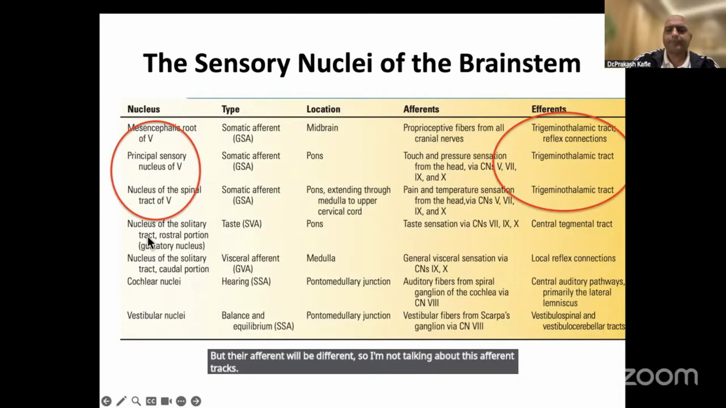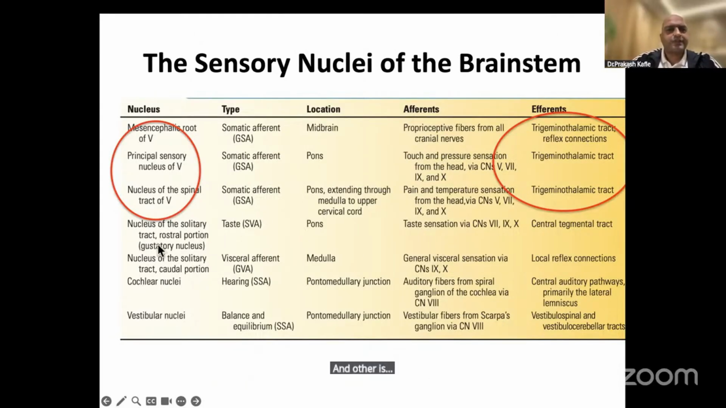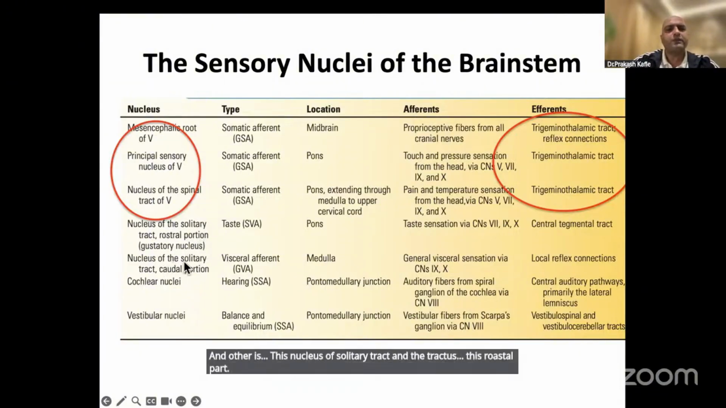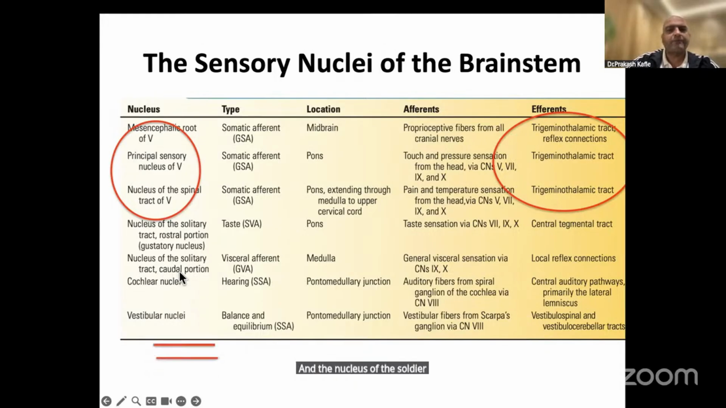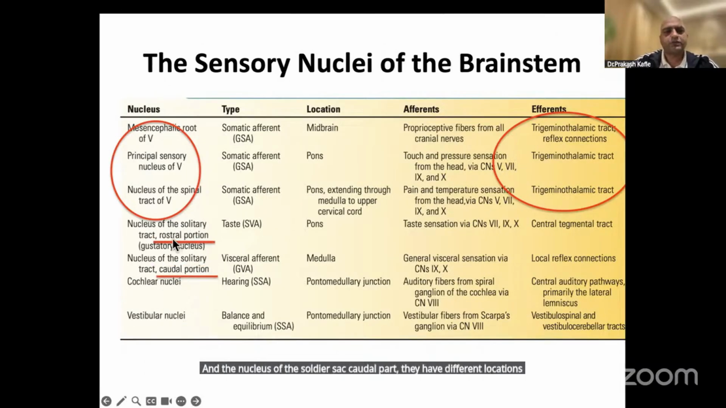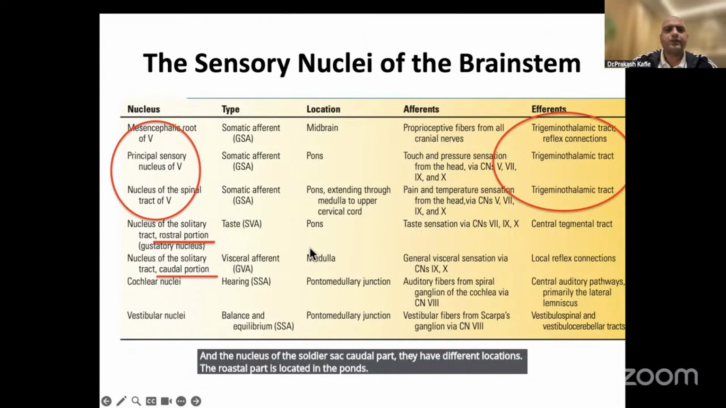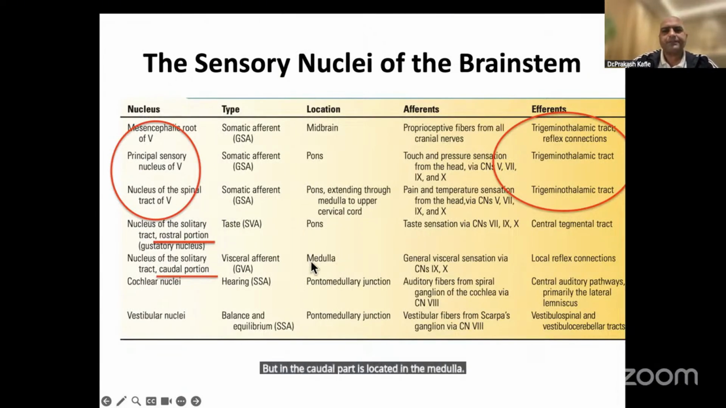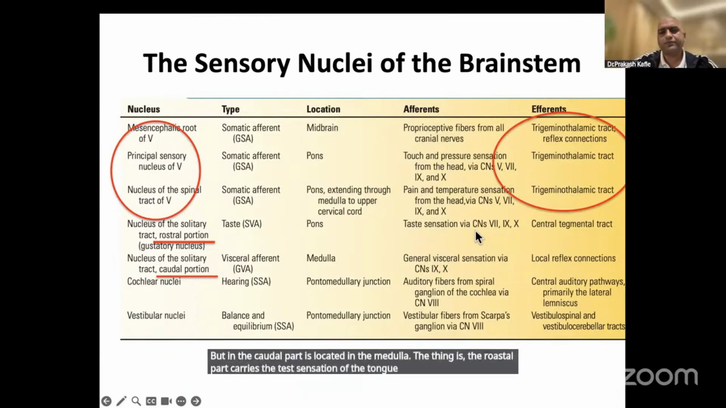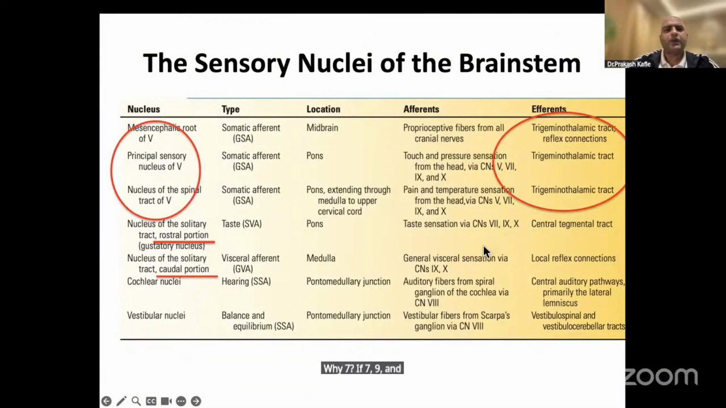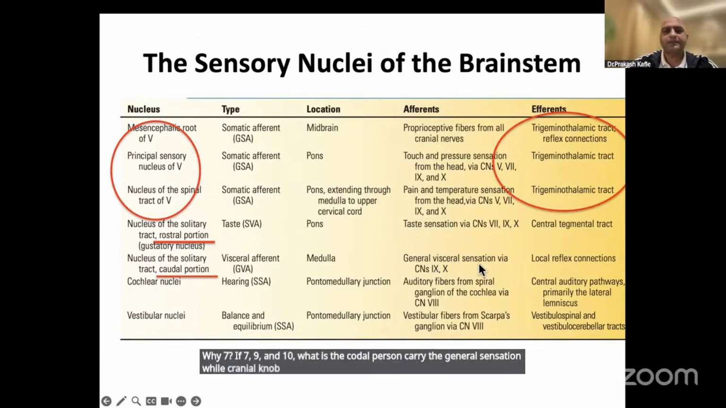The other is the nucleus of the solitary tract, the rostral part and the caudal part, and they have different locations. The rostral part is located in the pons, whereas the caudal part is located in the medulla. The rostral part carries the taste sensation from the tongue by cranial nerves 7, 9, and 10, whereas the caudal portion carries the general sensation by cranial nerves 9 and 10.